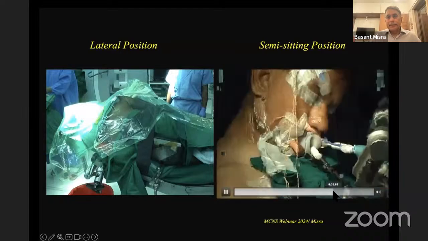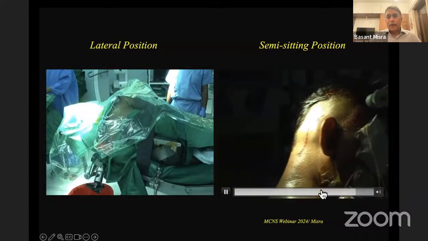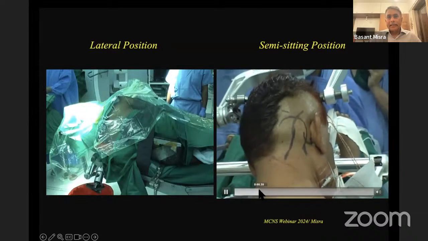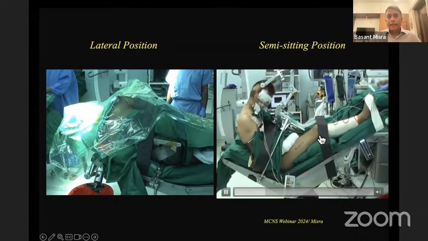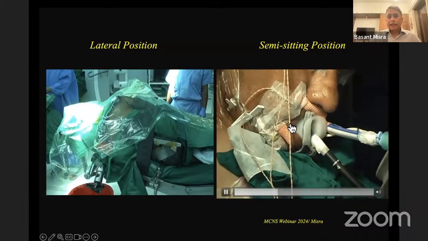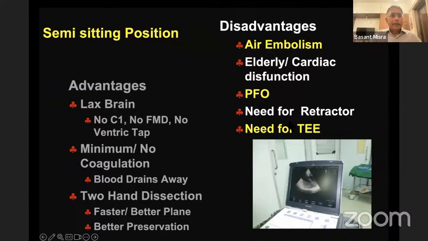So we do TEE along with that and along with the other routine. But the critical thing, as you can see here, is the foot should be above the neck level so that the risk of air embolism is reduced. Now, there are obviously advantages. The lax brain, as I said, minimum coagulation, blood drains away, much faster surgery, and you can do a better and faster plane and better preservation is claimed. But the risk is obviously the air embolism, which is very well known.